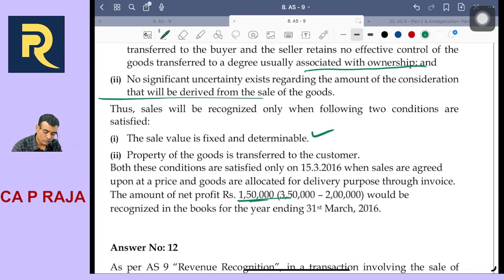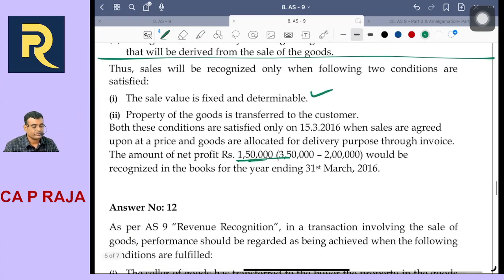Yes or no? So what you do, you can write it from here, this particular area. மேலே இருக்கிறது basic condition. No need to write. The sale will be recognized only when the following two conditions are satisfied. When these two conditions are satisfied, you can recognize revenue. So write that. Write those conditions.